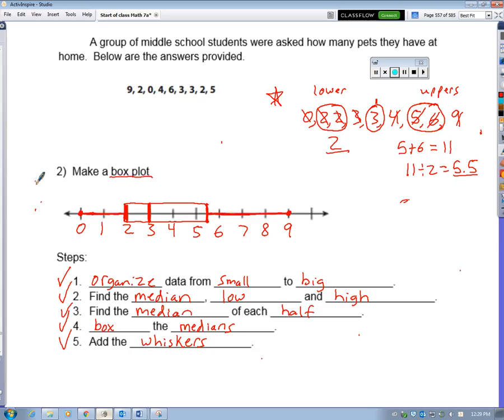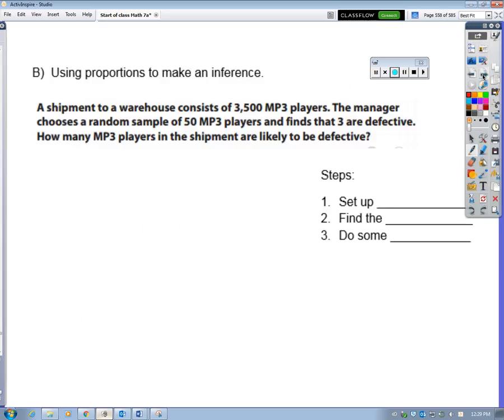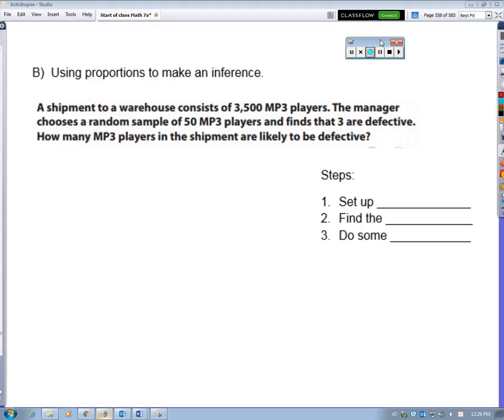And the last thing we're going to do, we're going to jump gears just a little bit here, and take a look at how we can use something called a proportion. A proportion is just a fraction. I don't want to freak you guys out with fractions. We're not going to do anything too crazy with them. We're just going to make some simple fractions here. We're going to use proportions to make an inference. We're just going to find out some info about a situation.